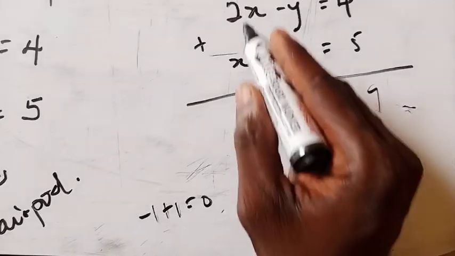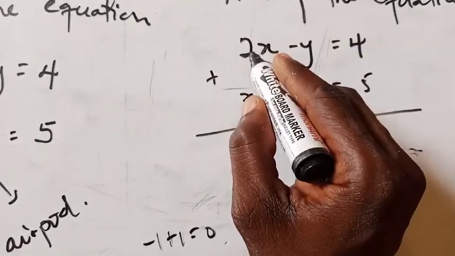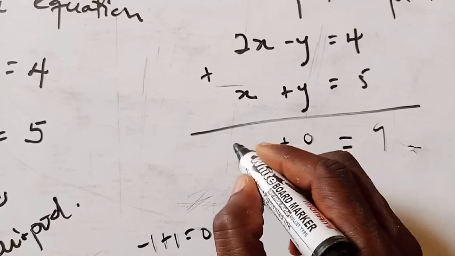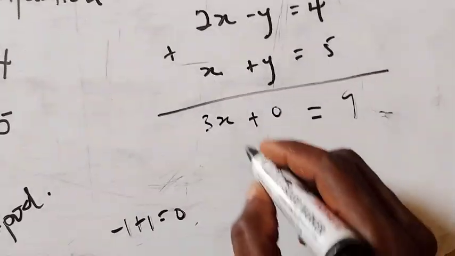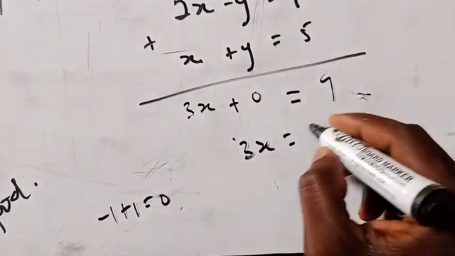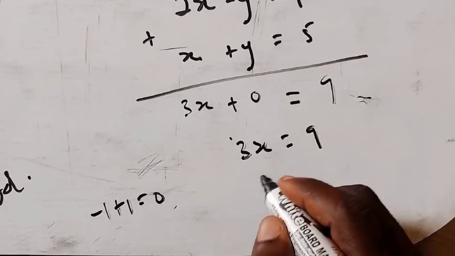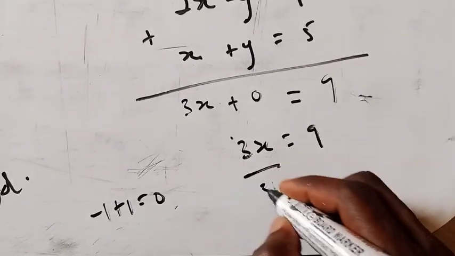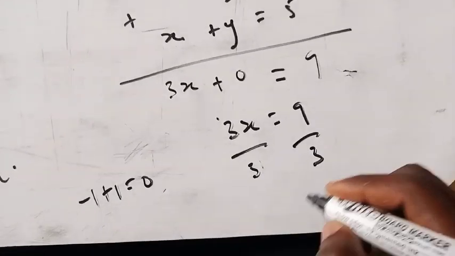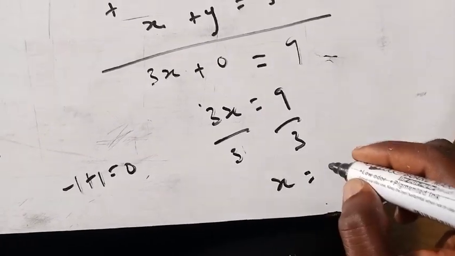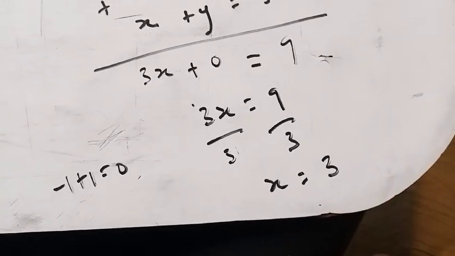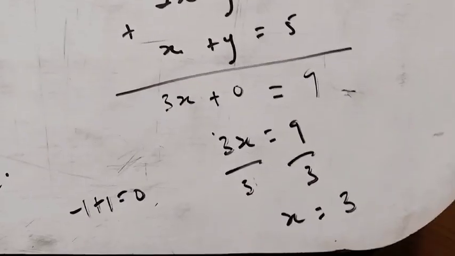Plus, what do you have here? 2 plus 1, right? So that's going to be 3x. So you have 3x here, and that is equal to 9. Is that okay? This is something we know how to solve. Here we are going to divide both sides by 3, and so we have our x equal to 3, right? This is a straightforward answer.